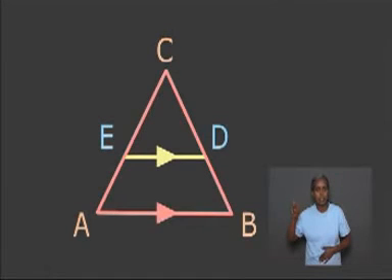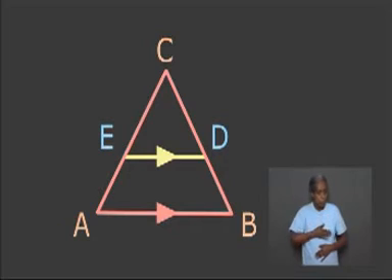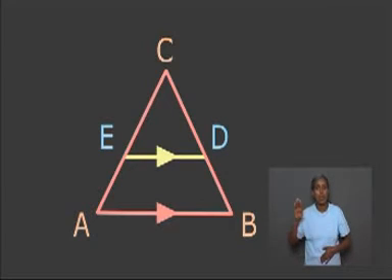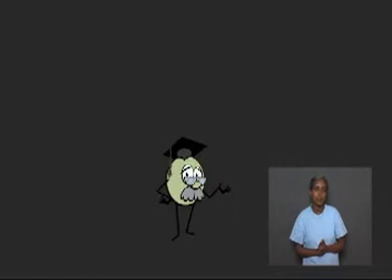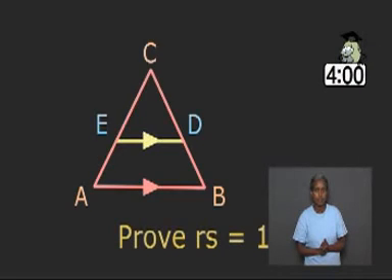Let us learn this theorem better with an exercise. Looking at this triangle, please prove that if DE is parallel to AB, then R times S equals 1. Students, let's get ready. Begin.